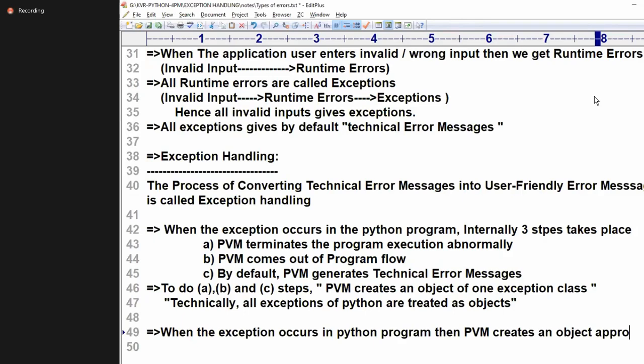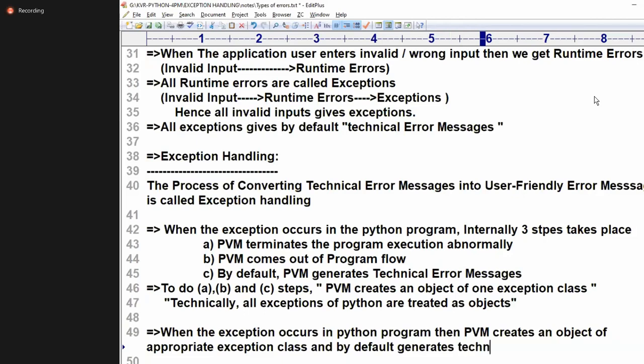And by default it generates technical error messages. How those error messages are supposed to be processed, we are going to discuss. So these are the points which we discussed so far about exception handling.